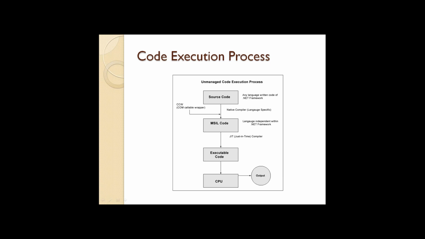I told you, right, what is CLR in the .NET, among the major components in the .NET framework slide. CLR is responsible for execution of our code. This is the execution process, and all of this is taken care of by the CLR. Without CLR, there is no .NET framework. So source code to MSIL code, MSIL code to executable code to CPU code, and then we'll get an output.